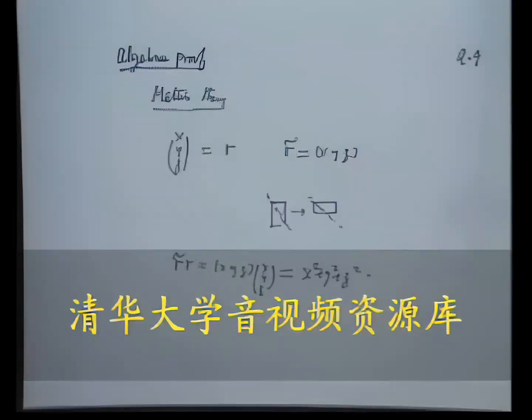Now, let us write ijk. Let us give it an arbitrary symbol. Let's call it x. Now, r is therefore equal to xi plus yj plus zk.